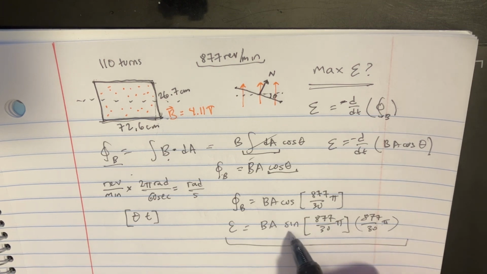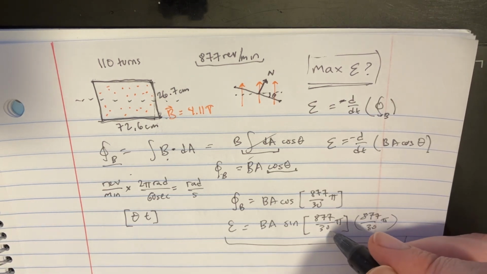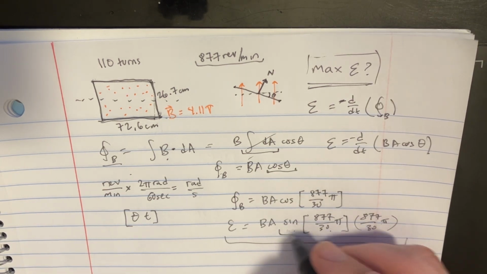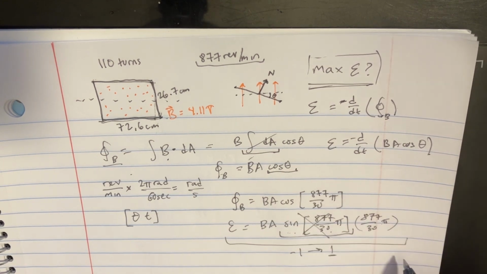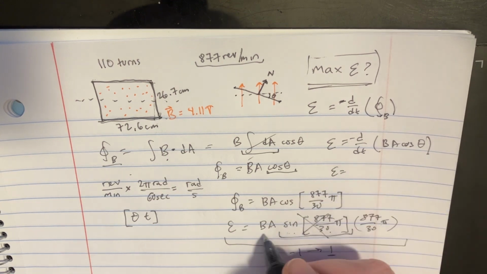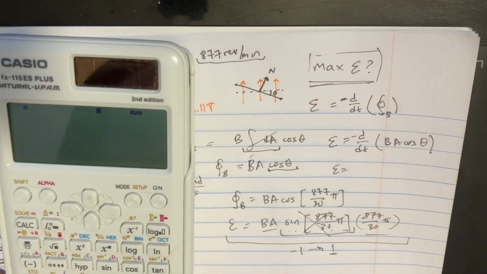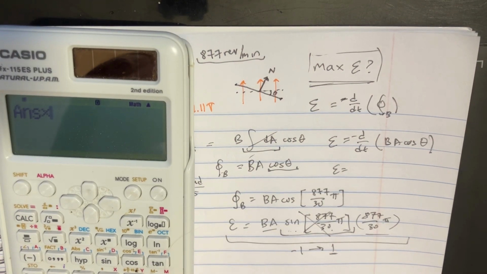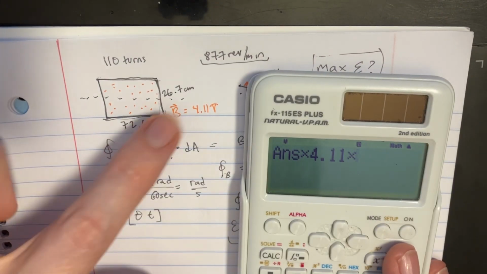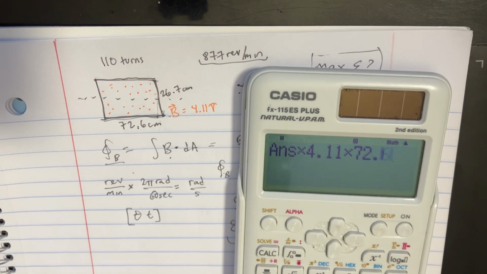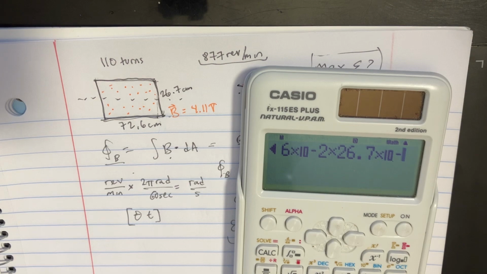Now what's really important is to remember that we're looking for the max. If that was the max, the sine would have to be equal to 1, because sine can only go from -1 to 1, and the maximum is that. So technically, let's just get rid of the sine, and the EMF is supposed to be equal to BA times that. So the answer is that component times the B, which is 4.11, times the area, which is these two things, 2.6e-2 times 26.7e-2.